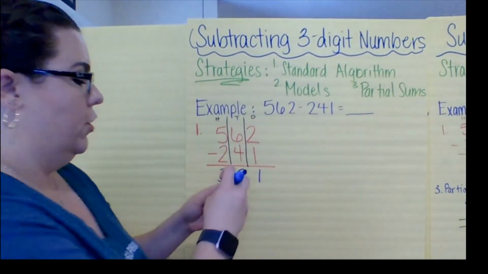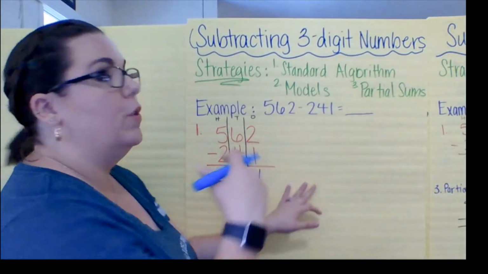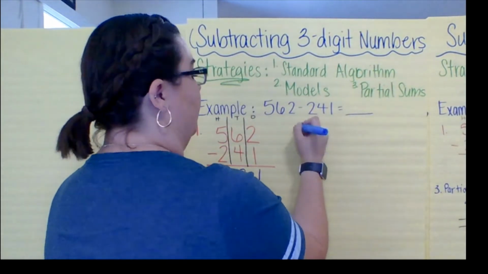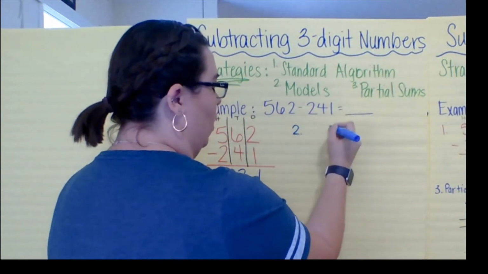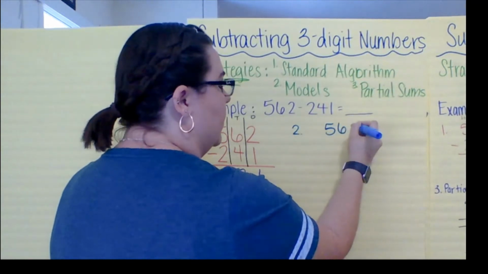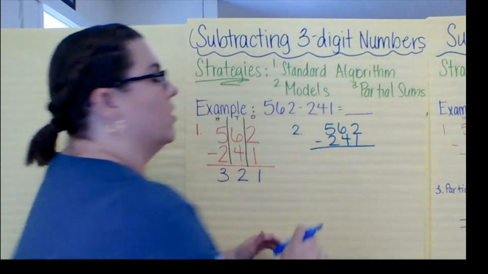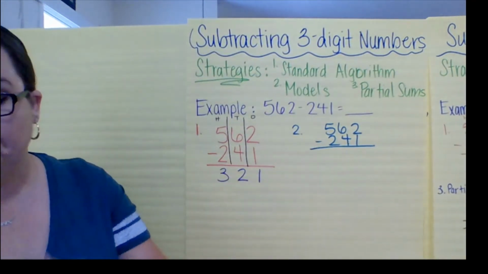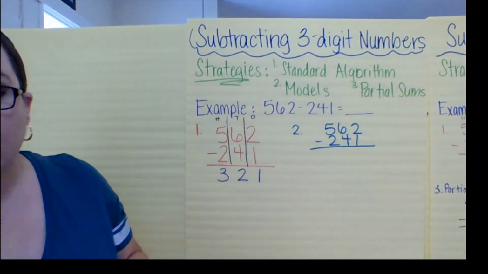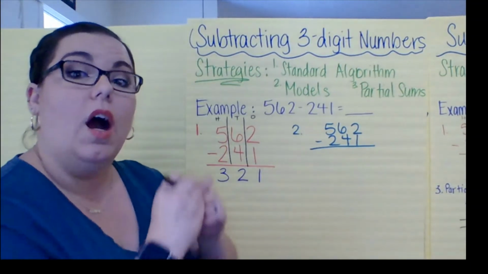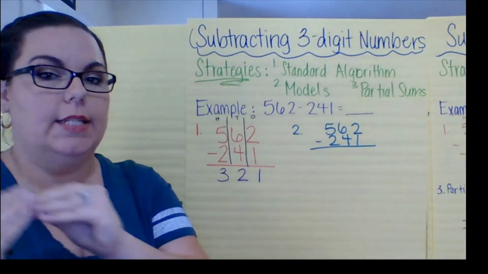So let's go on to strategy 2, which is models, which is pictures. We know pictures, right? Now, I know not everybody likes this strategy. That's okay, we're still going to use it sometimes. So for this strategy, we're going to be drawing out how many hundreds, how many tens, and how many ones.